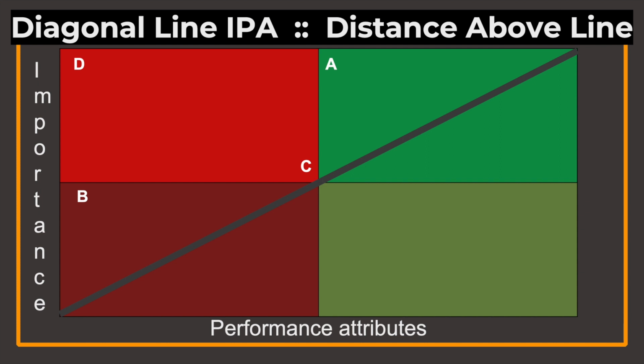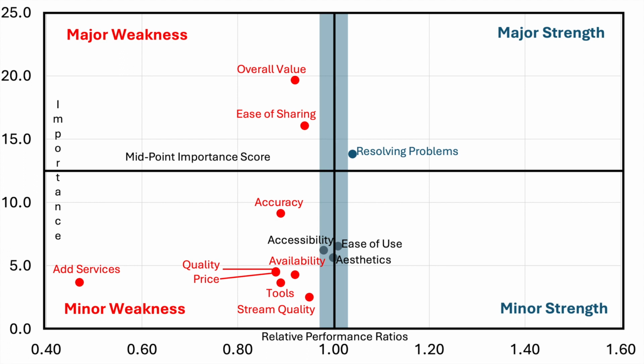Okay? Let me give you an example of this. In the past, we've used music streaming. So this was like Apple Music versus Spotify, and this was our IPA that we did, right? Importance on the vertical, relative performance ratios on here. You can see the major weaknesses, major strengths, all those different things. And you can see they use cool color coding to designate whether it's a strength or a weakness, using red, that sort of thing.